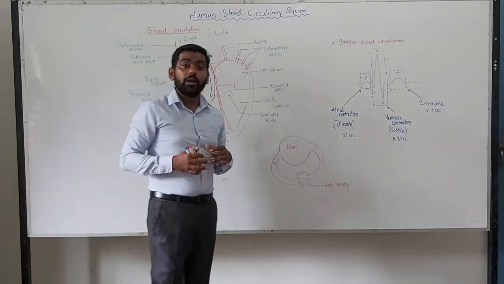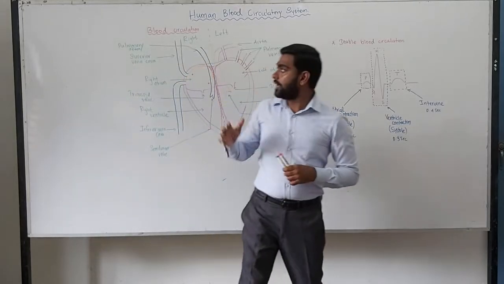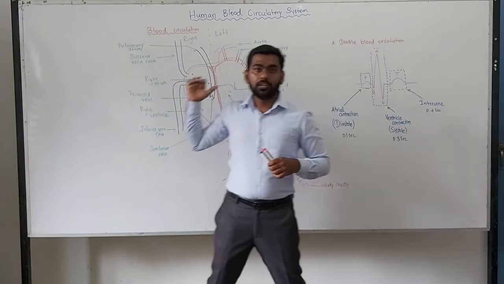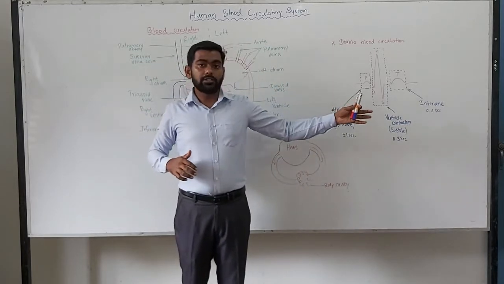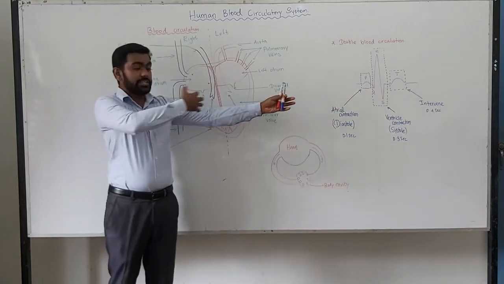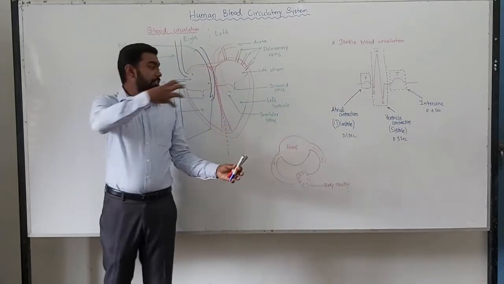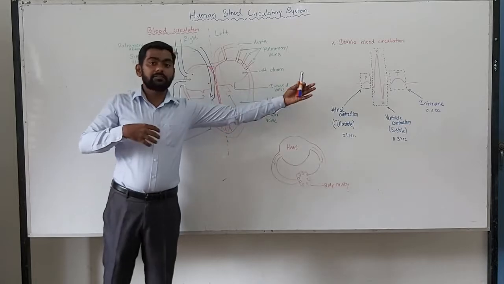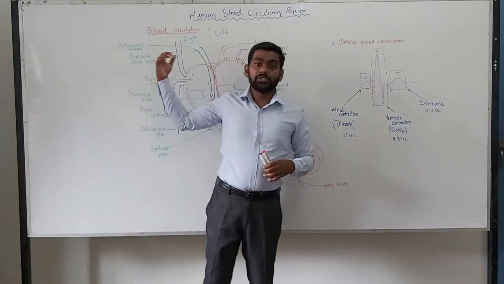I will tell you why I have divided. Now this side is marked as left, but this is my right side. So this is my left side. So here you can see, and this is the left side of the heart. If I take my heart and keep it here, that is the left side, and this is the right side.